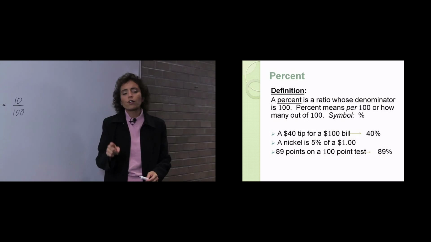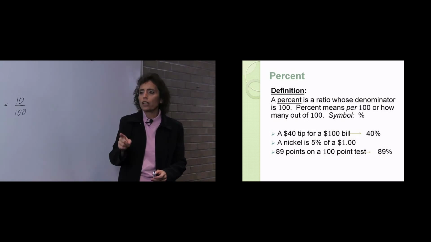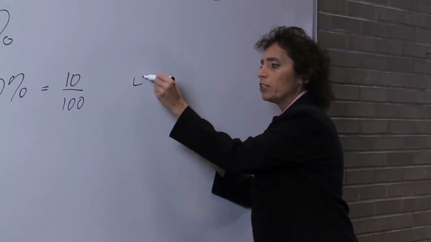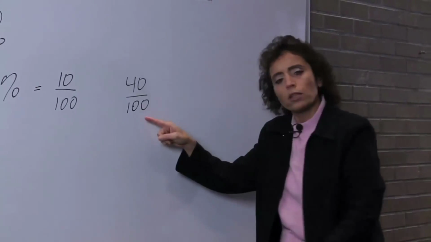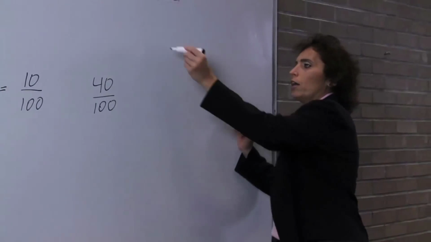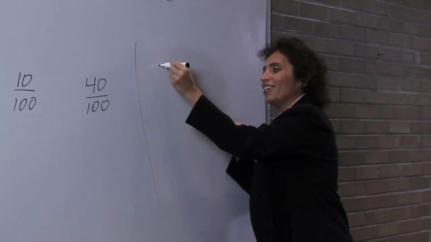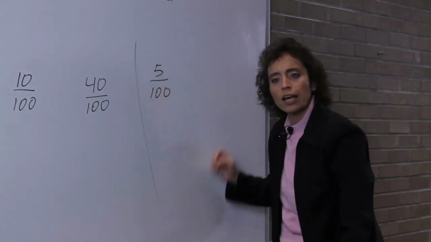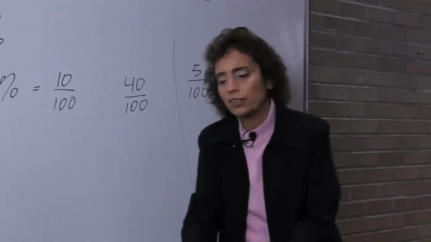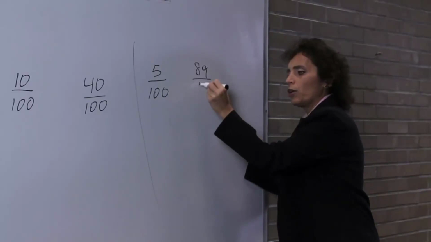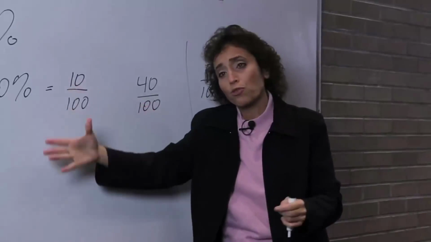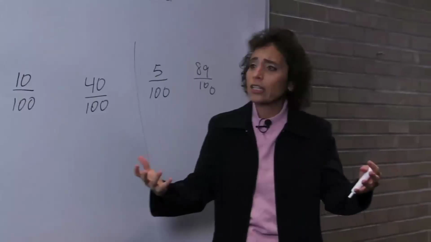So let's look at the first thing in our workbook. It says a $40 tip for a $100 bill. Since it's a $100 bill, that means it's $40 out of $100. The denominator is 100, so that's 40%. In the next example, it's a nickel out of a dollar. Well, it's a dollar, so it's 5 out of 100, which is 5%. Next one is 89 points out of a 100-point test. So again, it's 89 out of 100, which makes that 89%. As long as your denominator is 100, the top number is the percent. It's really that simple.